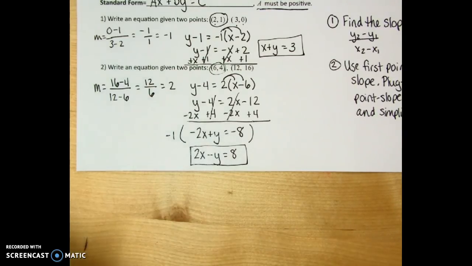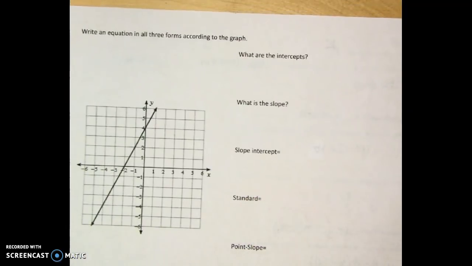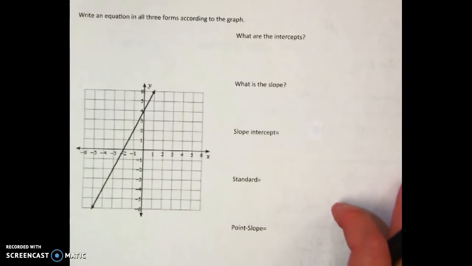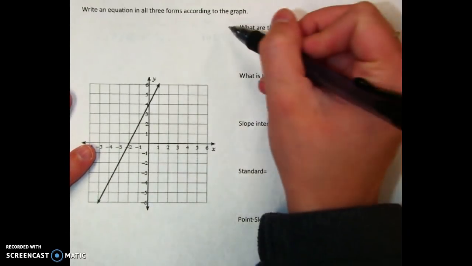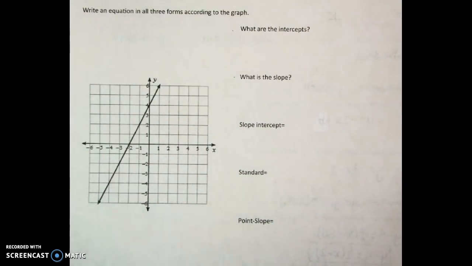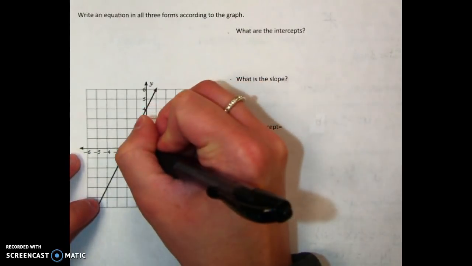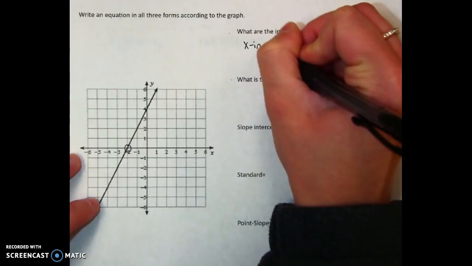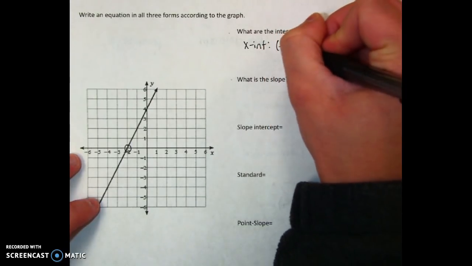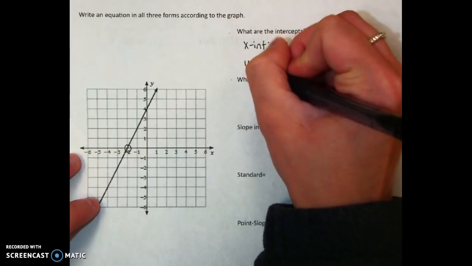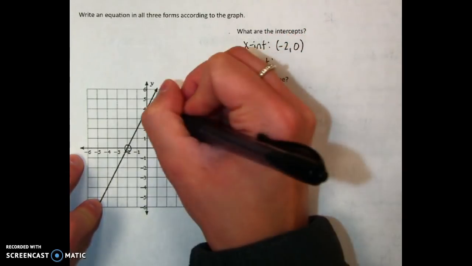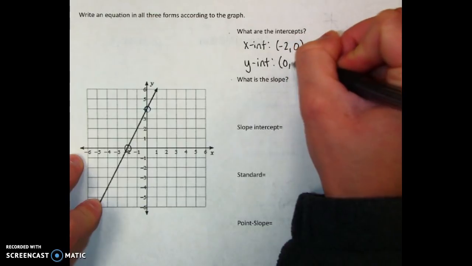Okay, so that's the first half of the notes. On the back, we need to do just a few more examples. Okay, so it says write an equation in all 3 forms according to the graph. So first off, we need to find the intercepts and the slope. So the intercepts, let's see, this is the x-intercept. So x-intercept is negative 2, 0. The y-intercept is 0, 4.